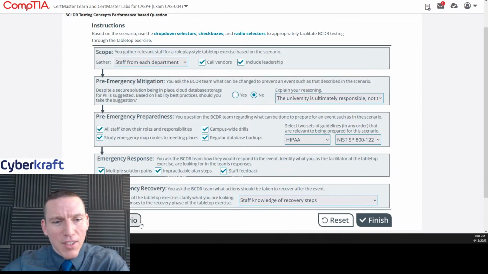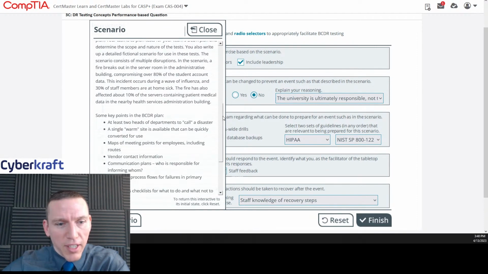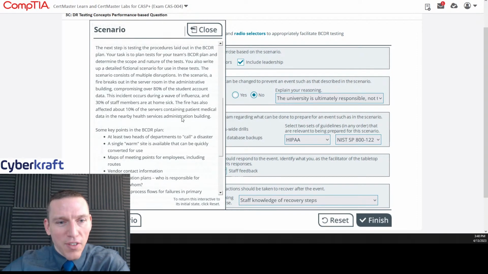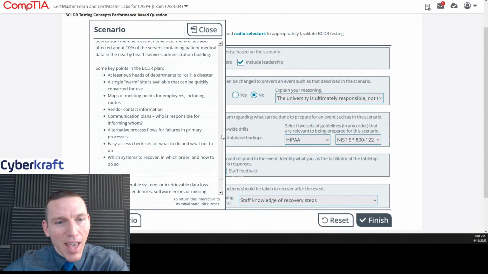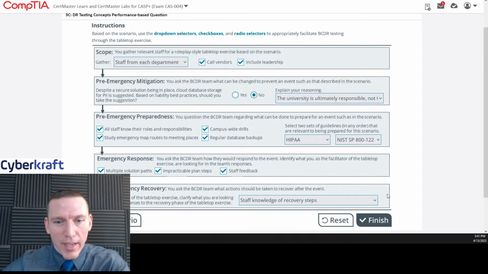This one has nothing to do with this scenario. We read a whole novella of this scenario. The only thing that was relevant was the fact that there is patient information here. That was it. We do have vendor contact information. That is relevant in the first part. This is a weird one. All right, let's try it.